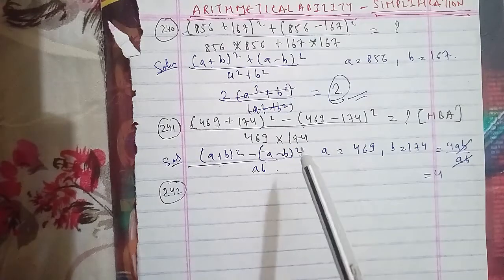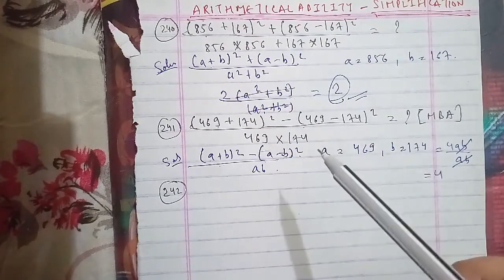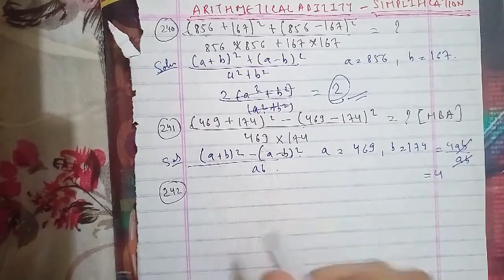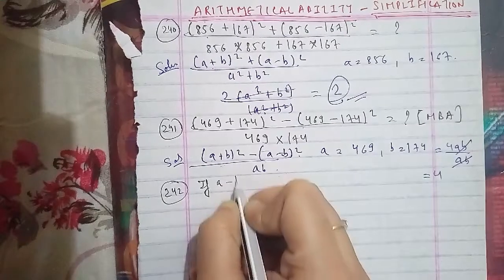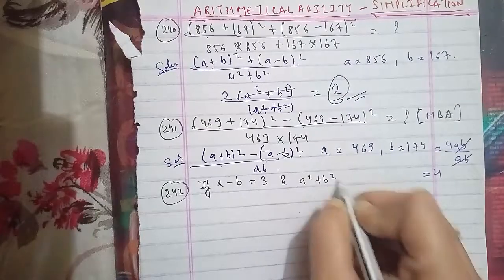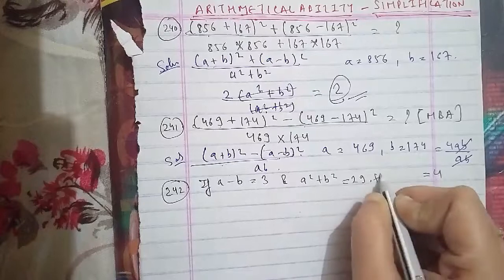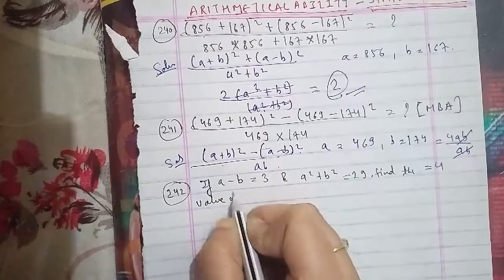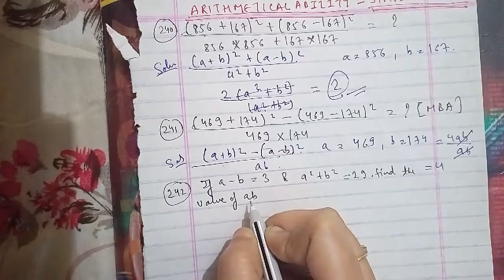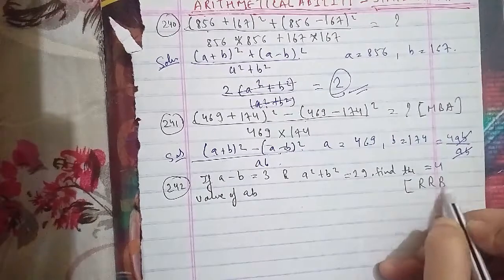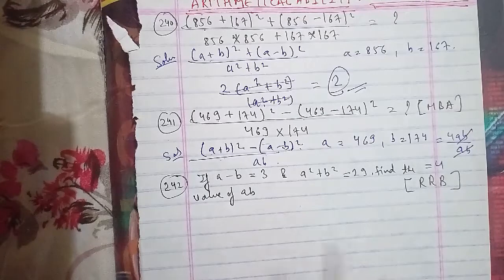If a minus b equals 3 and a square plus b square equals 29, find the value of ab. This is a very important question because it has been asked in the RRB railway examination paper, which is also an important paper with respect to competitive exams. The options for this are 10, 12, 15 and 18. So yes, we'll go ahead for the solution.